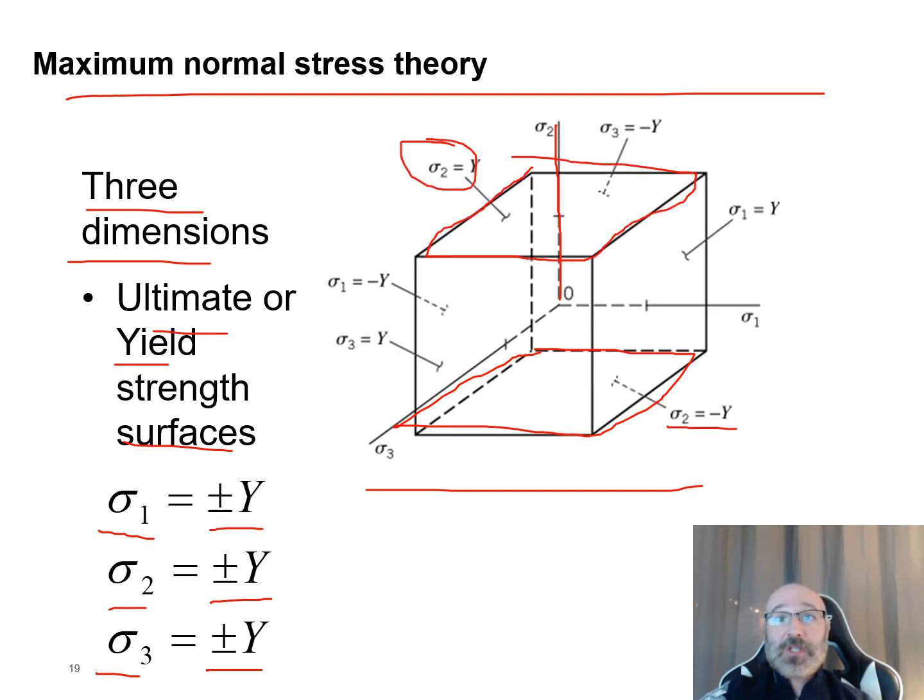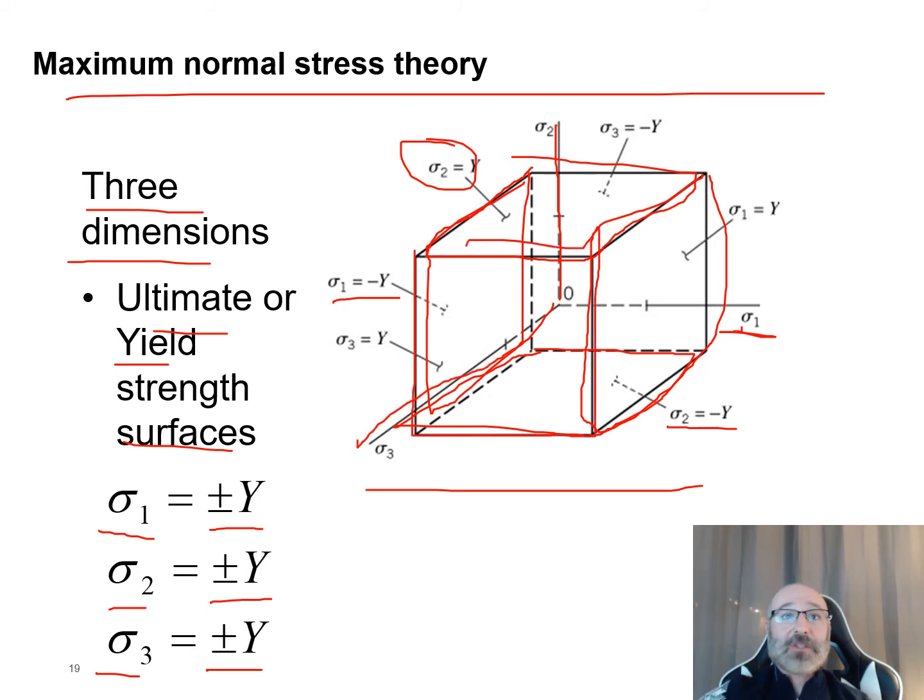Now the same thing for sigma 1. If this is our sigma 1 axis, we have this surface over here, which is our sigma 1 of positive Y, but then we have this surface over here, which is our sigma 1 of negative Y. Then we can take a look at our third axis, our sigma sub 3. Here's our front surface for sigma 3 on our cube, and that's sigma 3 equal to Y. Then we have our back surface over here, which is sigma 3 equal to negative Y.